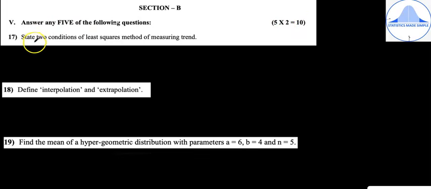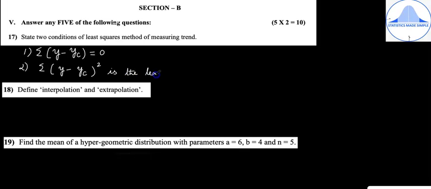17th question, state 2 conditions of least squares method of measuring trend. The first one is summation y minus yc, that is the estimated equation, should be equal to 0. And second is summation y minus yc, the whole square is the least.